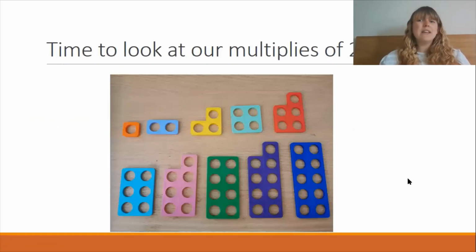Now it's time to take a look at our multiples of 2. 2, 4, 6, 8, 10. I wonder if you notice anything. Can you see a pattern? I wonder if you notice that multiples of 2, are they odd or are they even numbers? How do you know? Could you explain to somebody the pattern that you see and how you know?